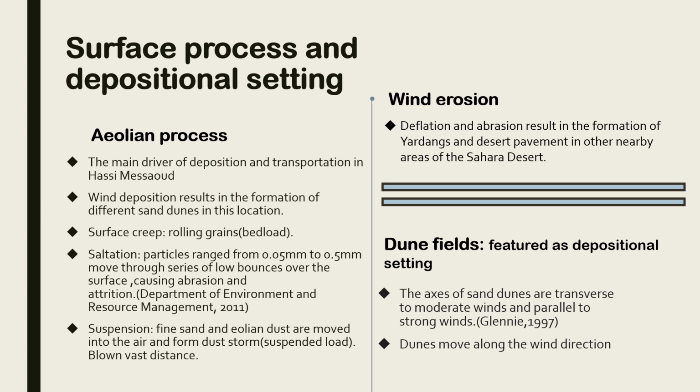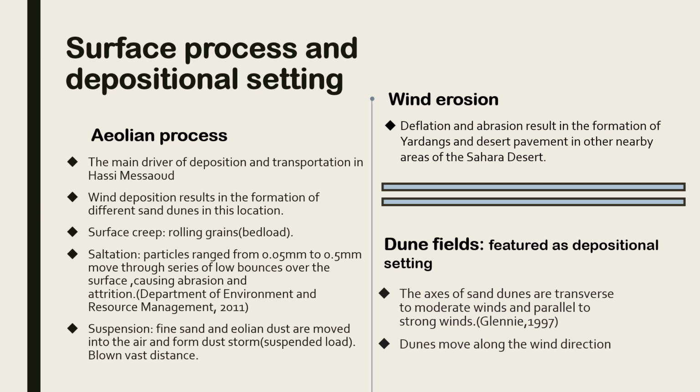The main process in this location is aeolian process, and it is the main driver of deposition and transportation in this location. Wind deposition results in the formation of different sand dunes, and wind transportation includes surface creep, saltation, and suspension, from bed load to suspended load. Also, wind erosion includes deflation and abrasion, resulting in the formation of yardangs and desert pavements in other nearby areas of the Sahara Desert.